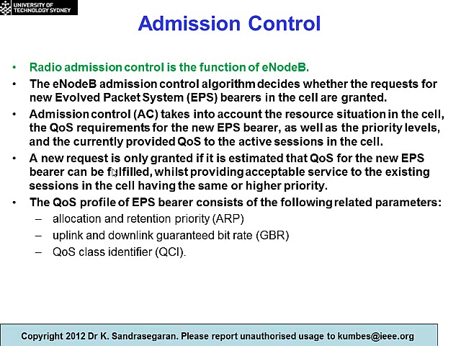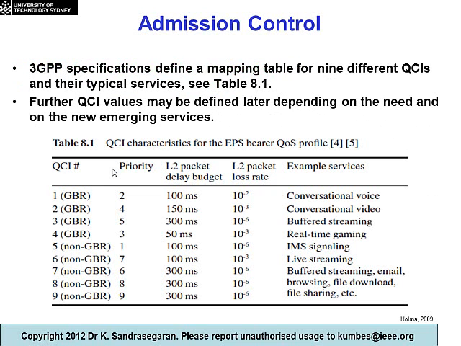There's something called allocation and retention priority, and there's guaranteed bitrate, uplink and downlink guaranteed bitrate, and there's also quality of class indicator, QCI. Okay, so all of this information is used to decide if we should accept a UE into a network. Okay, so this was the table we saw earlier.